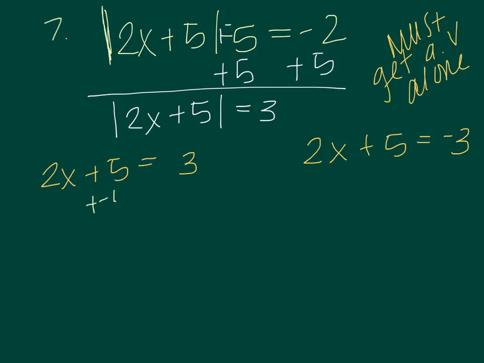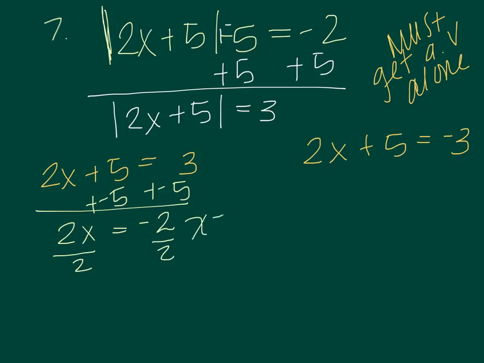Okay, so I'm going to add a negative 5 to both sides to get 2x equals negative 2. Divide by 2, so x equals negative 1. On the other side, again, I'm going to add a negative 5 to get 2x equals negative 8.